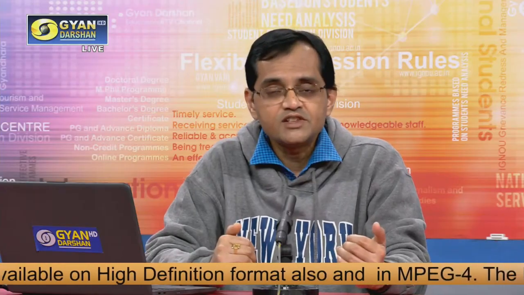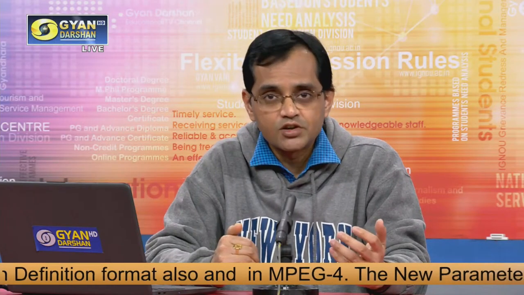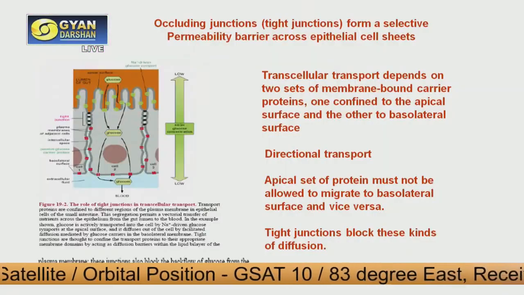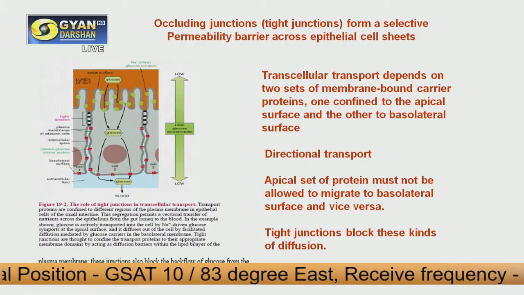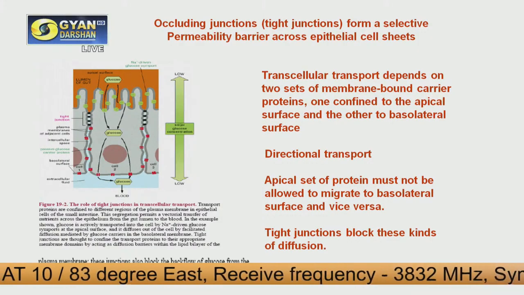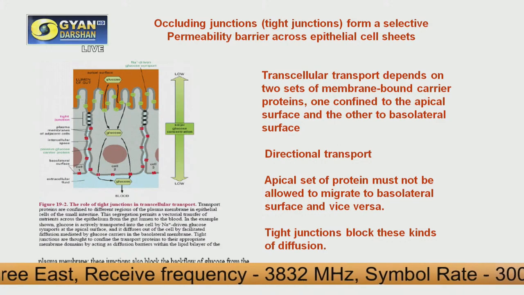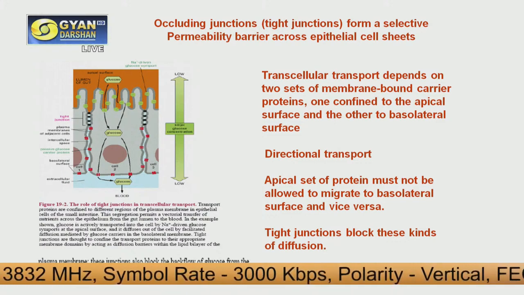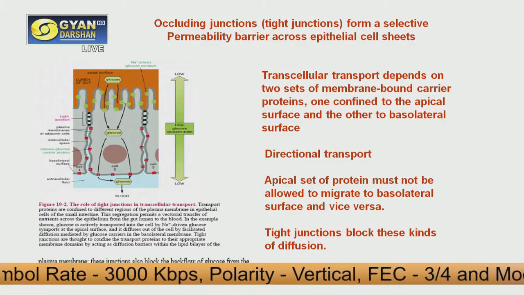So these tight junctions mostly help in the directional transport, and they are mostly present in those kinds of cell surfaces where there is a polarity, where there is a distinct apical surface and a basolateral surface. So they block this kind of diffusion from one surface to the other; the protein components should not get translocated or diffused, and that will help to maintain this directional transport.